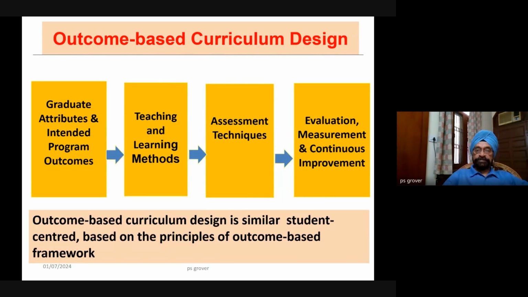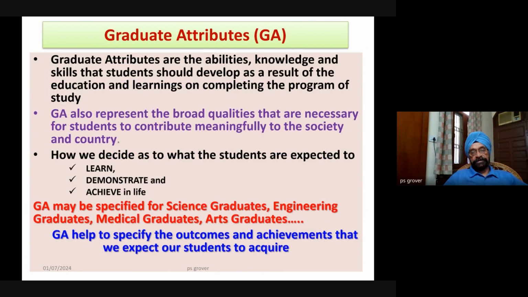Now, outcome-based curriculum design means we decide what the graduate attributes are. Outcome-based curriculum design looks at the graduate attributes and intended program outcomes, teaching and learning methods, assessment techniques, evaluation, and so on. Outcome-based curriculum design, which we are talking about, is similar to student-centered design, based on the principles of the outcome-based framework. Now see what a graduate attribute is.